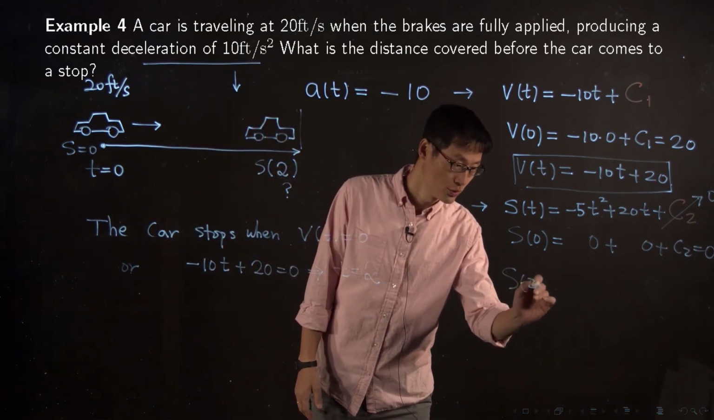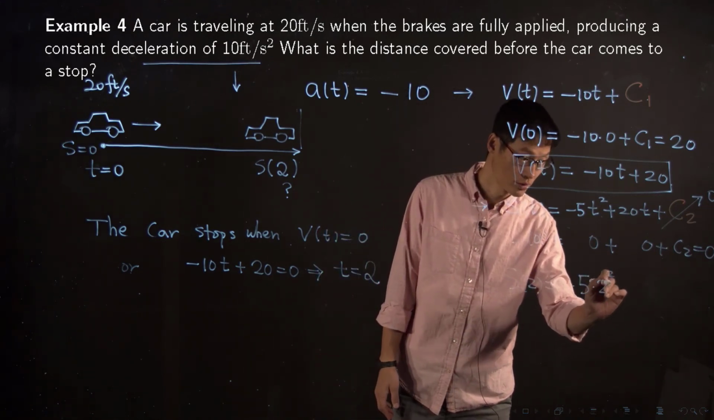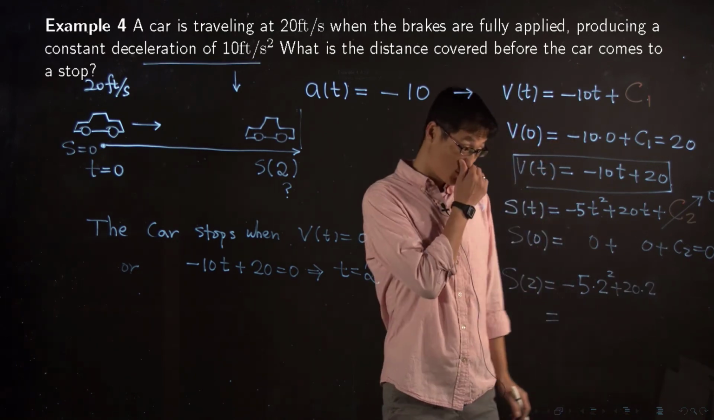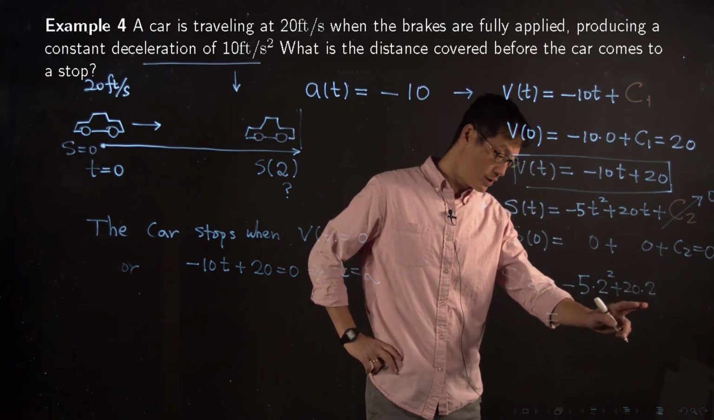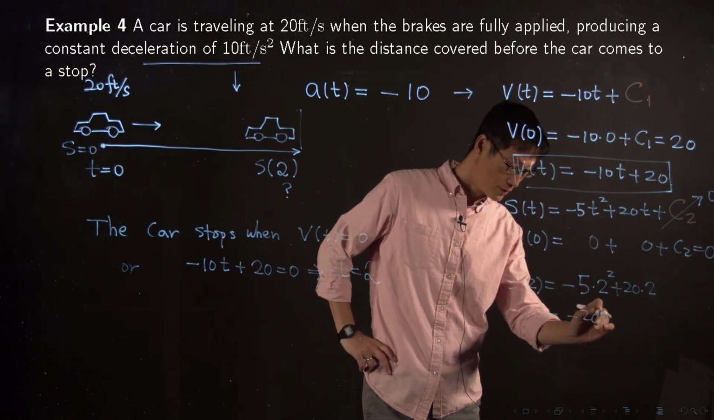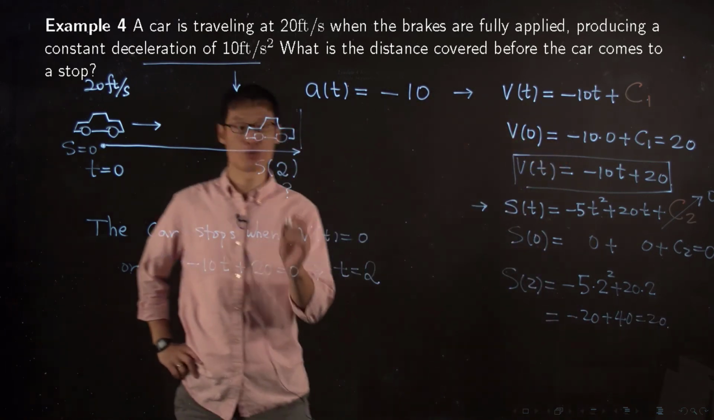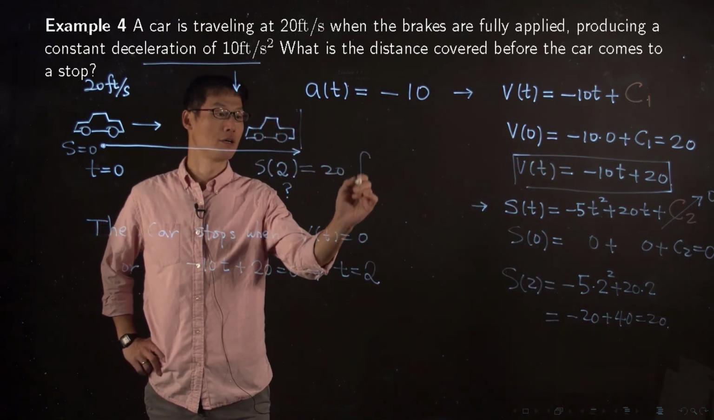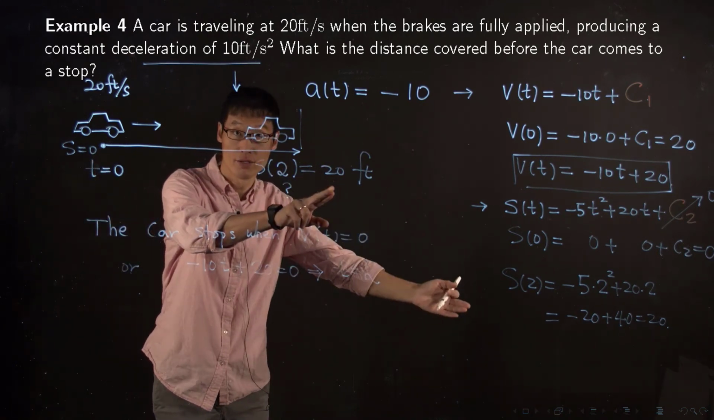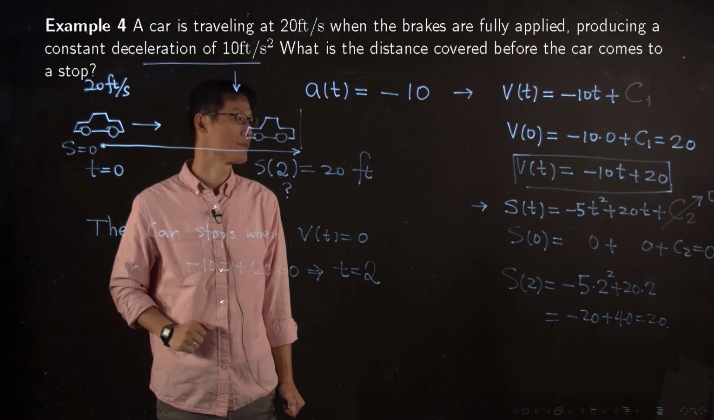s of 2 is negative 5 times 2 squared plus 20 times 2. So then 40 minus 20, 20. So it turns out that the car travels 20 feet further before it stops, and it takes 2 seconds.